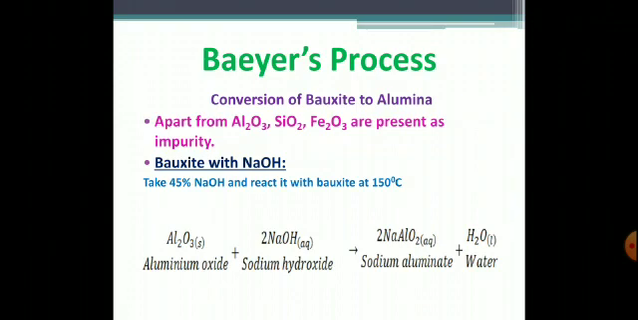We have other impurities, that is SiO2 and Fe2O3. Fe2O3 is not reactive with NaOH, so it remains in the form of precipitate. SiO2 also reacts with sodium hydroxide, and it forms sodium silicate in the soluble form. So, in solution, we have sodium silicate as well as sodium aluminate.